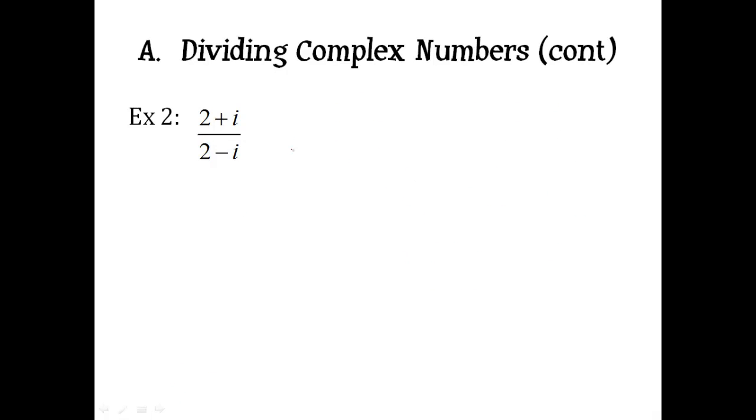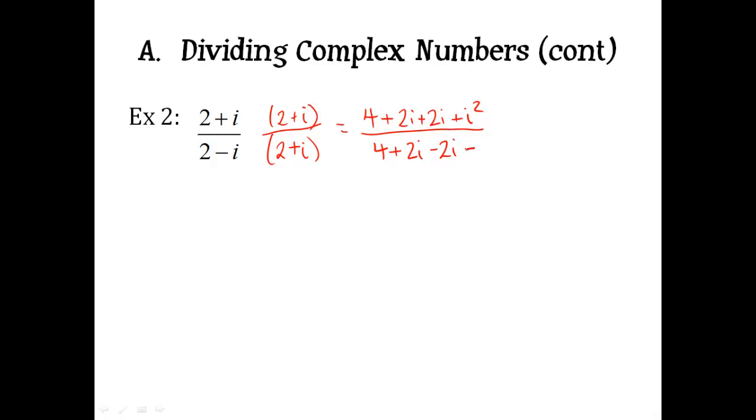Try another one. So find the conjugate of the denominator, which is 2 plus i. Then I multiply that conjugate by the top and the bottom. Now I FOIL it. First terms, 4, outer, 2i, inner, 2i, last, i squared. Denominator. First, 4 plus outer, 2i, inner, negative 2i, last, negative i squared.